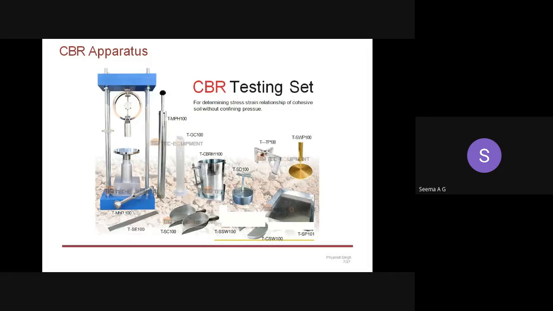And after preparing the soil sample, you have to do the penetration test. For that, we have the CBR testing machine. CBR testing machine with a base. Then this one is called the proving ring. Then we have a dial gauge for measuring the penetration also. Then we have an annular disc which is used as a surcharge weight. So these are the equipments needed for the penetration testing. So these are the entire equipment needed for the experiment.